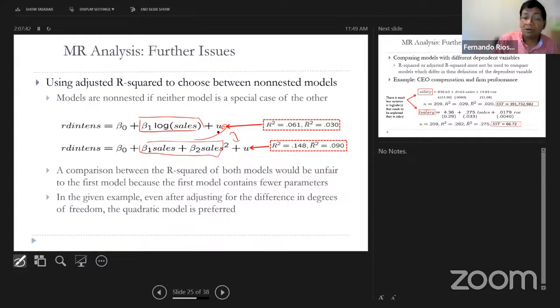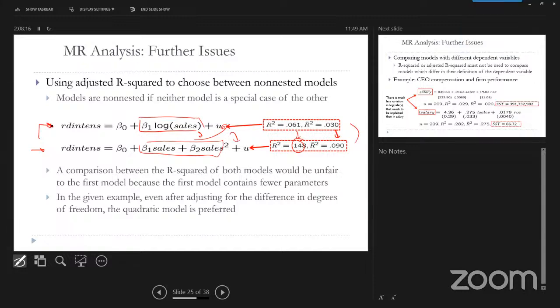The second model here might look better based on the R-square just because by adding an additional variable, we have a higher R-square. The better approach, however, will be not to look into the regular R-square, but look into the adjusted R-square. In this case, both the regular and the adjusted R-square are higher for the second model, which will make you conclude that this model is better in explaining the data compared to this other model.